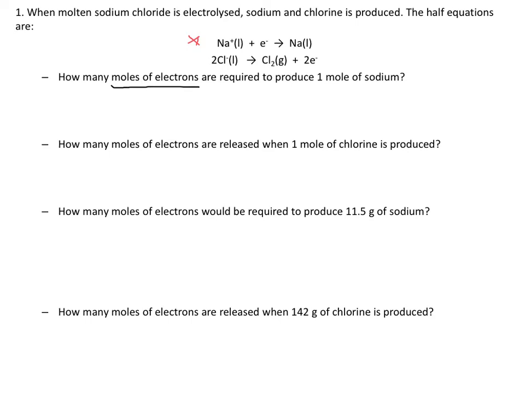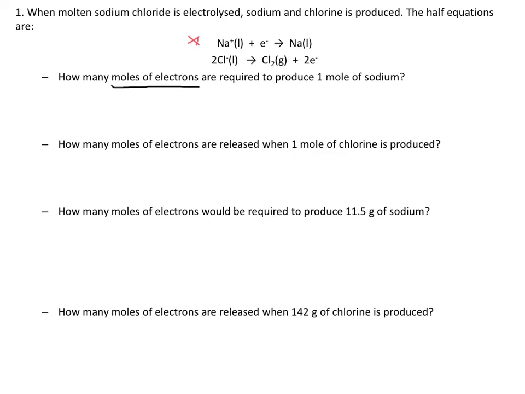So we look at the big number at the front of each particle. And as you can see with the sodium equation, the number all the way through is 1. So 1 mole of sodium ions react with 1 mole of electrons to make 1 mole of sodium liquid. The chloride equation, which we'll come on to in a moment, tells us that if you have 2 moles of chloride, that will form 1 mole of chlorine molecules and 2 moles of electrons.